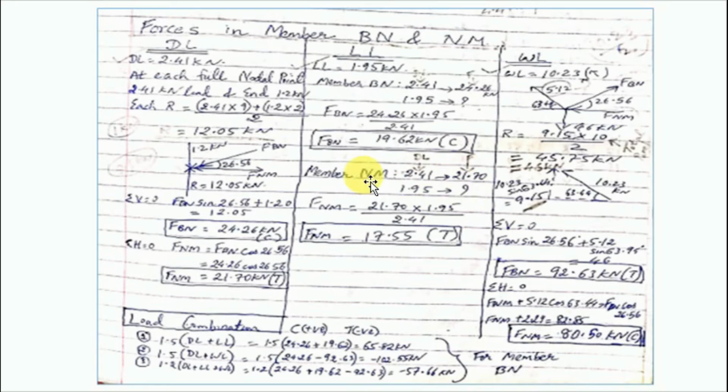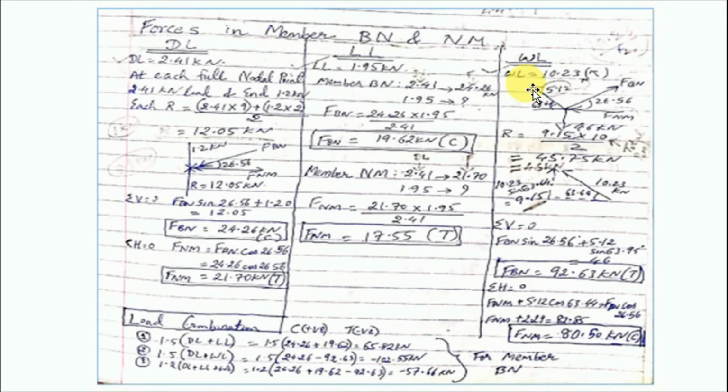Similarly cross multiplying we get for NM forces also. Just cross multiply, NM member: 2.41 is our dead load. We are getting 21.70 as our result for NM forces, and 1.95 is our live load. We will be getting our NM force in live load. Just cross multiplying, we get the value of forces in NM as 17.55 is our tension.